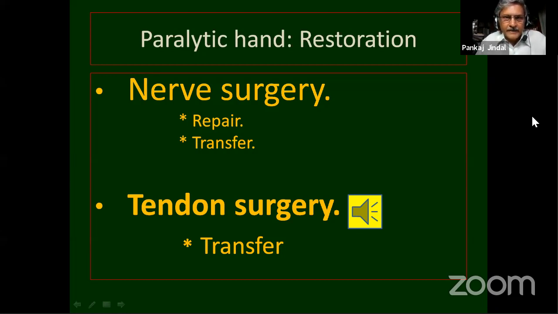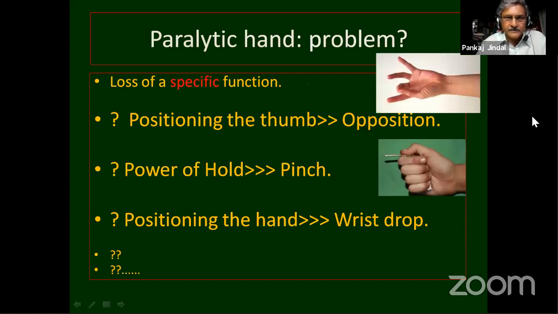To restore a paralytic hand and to reanimate it, you might do a nerve surgery, that is either repair the nerve or you would do a nerve transfer. But this talk is about tendon related surgery. So how you can use tendon transfer to restore paralytic hand back to function.